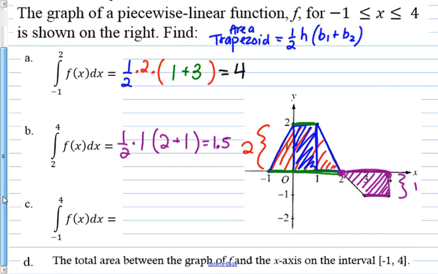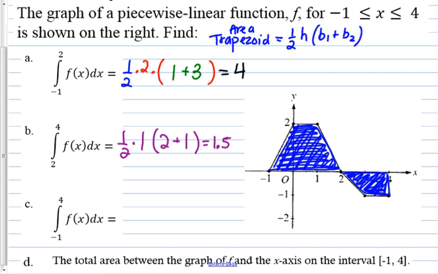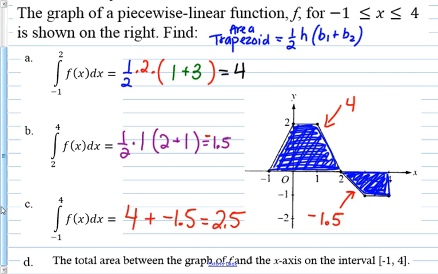Right, part C. This time I'm looking for the area from -1 to 4. From negative 1 to 4, that's the whole thing, all the way across here. Okay, so for part C, I'm looking for all of the area. Now I want you to recall that the area up here was 4, and the area down here was 1.5. But it was actually negative 1.5, right? So negative 1.5. And so we have 4 plus negative 1.5, so 2.5. And there you go.